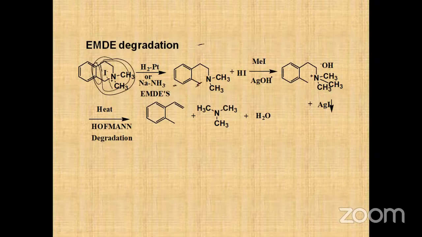After this product generation, it reacts with hydrogen iodide, and in presence of methyl iodide and silver hydroxide that leads to formation of again a quaternary ammonium salt. That quaternary ammonium salt is further treated with silver iodide. Look at here. Just a minute.